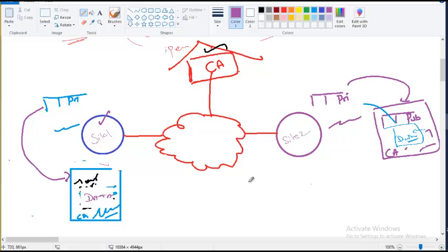So there is no change in phase two when you use PKI. Instead of using a pre-shared key, we are simply using PKI. This is what I explained as PKI. When you talk about PKI, it is not talking about phase two. It is talking about the authentication method in phase one.